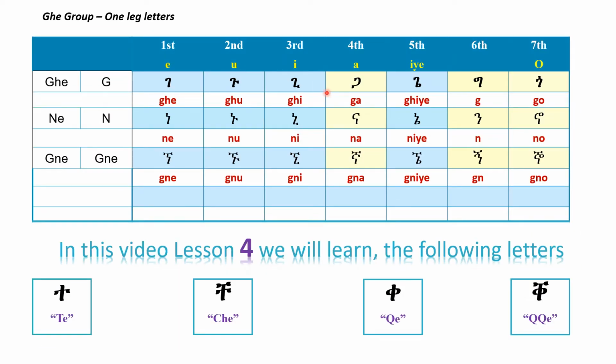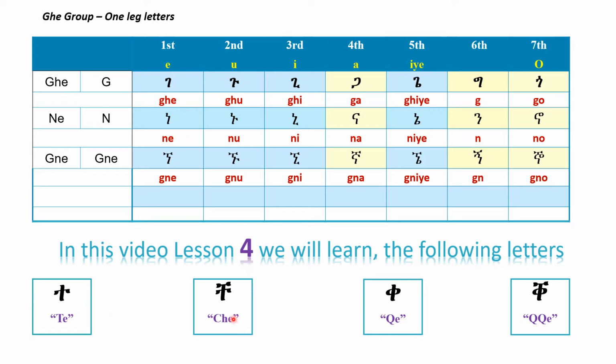In the lesson 3, we have begun the G group or one leg letters group. G, Gu, Gi, Ga, Gie, G, Go. Ne, Nu, Ni, Na, Nie, N, No. Nye, Nyu, Nyi, Nya, Nye, Ny, Nyo. In this video, we will learn 4 more letters in this group.